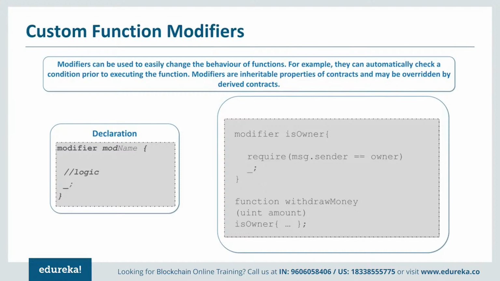So suppose out here we have an example of a modifier. We say that the modifier is isOwner. This means we require that the message sender has to be the owner. If it's not the owner, this underscore part will not be executed. So we have a function called withdrawMoney, and this can only be done by the owner. The parameter sent in this function is the uint amount, and isOwner is the function modifier. So before the function withdrawMoney is actually executed, this isOwner modifier will be checked. If this is true, then and only then will the function withdrawMoney be executed.